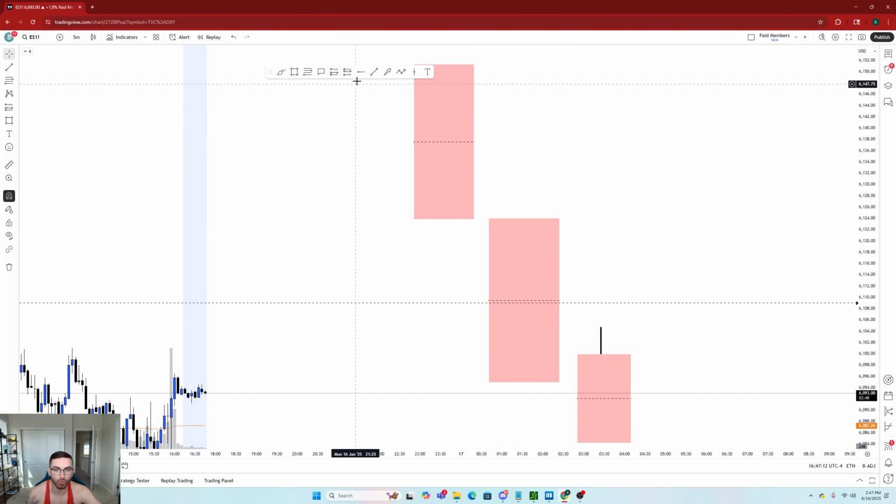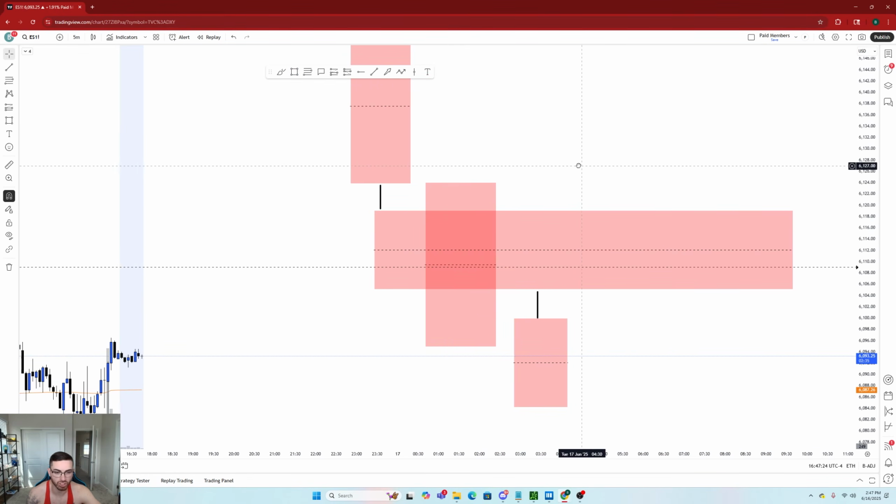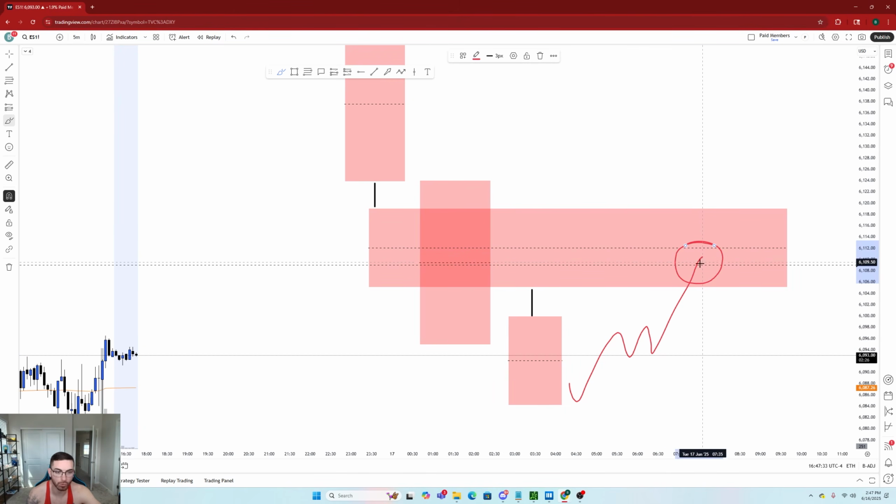So as long as those two do not intersect, there is an imbalance in the market. So what you will do is take the lowest point of the first candle and take it to the highest point of the third candle. Now this is going to be your bearish imbalance within the market. So what we are looking for is for price to trade back up into this area. We're looking for bearish price action, bearish volume, long upper wicks to get short.